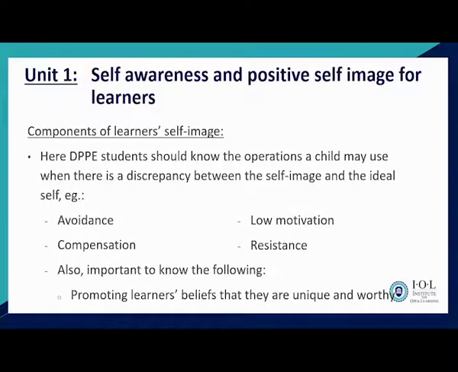Components of learners' self-image. Here, DPPE students should know the operations a child might use when there is a discrepancy between the self-image and the ideal self. For example, avoidance, low motivation, compensation, resistance. Also important to know the following: promoting learners' beliefs that they are unique and worthy.